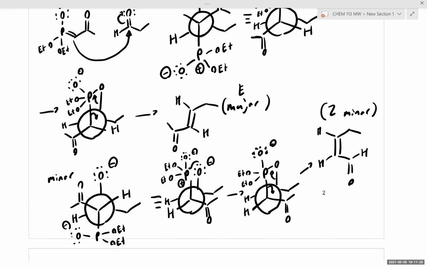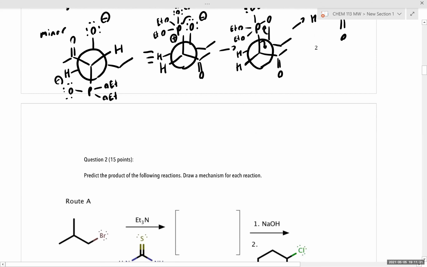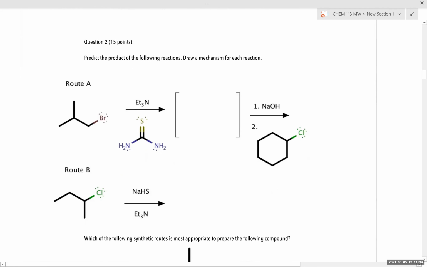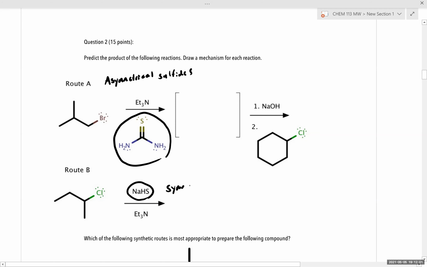Okay, so let's keep going and let's look at the next example. In this case, we're asked to predict the product of the following reactions and draw a mechanism for each reaction. So we see the thiourea method used in route A. And route A, or the thiourea method, is great for asymmetrical sulfides, while route B utilizes sodium hydrogen sulfide, which is great for symmetrical sulfides.